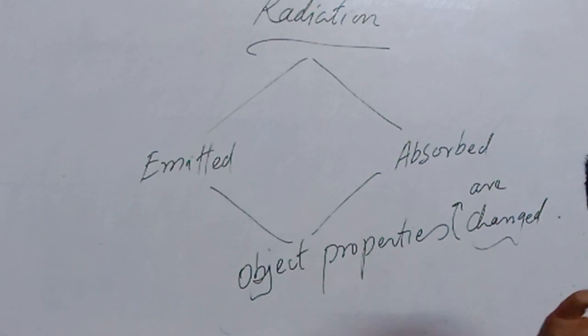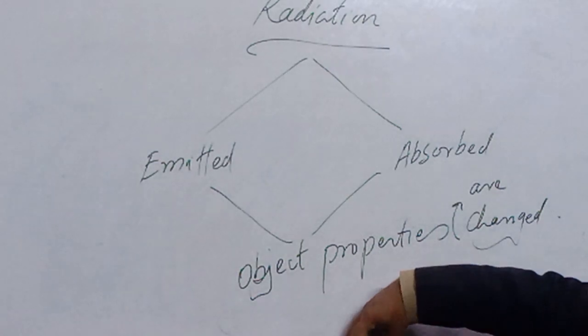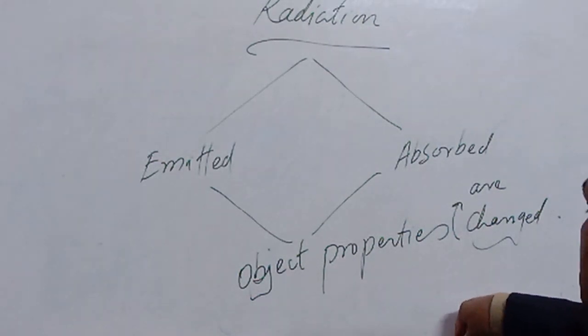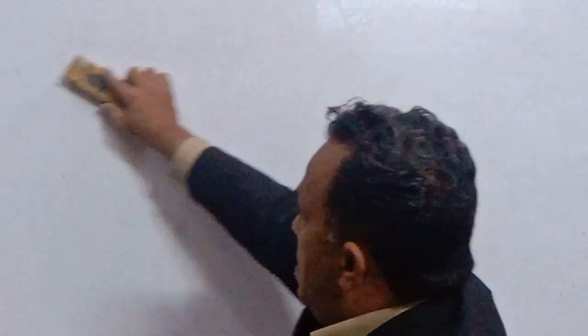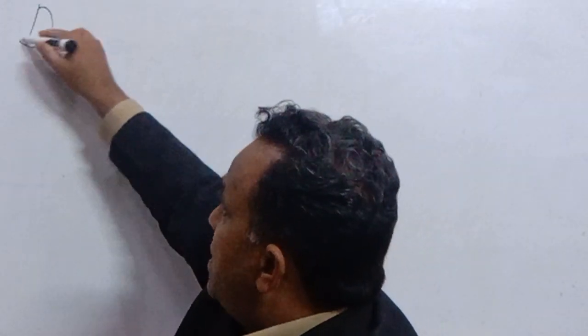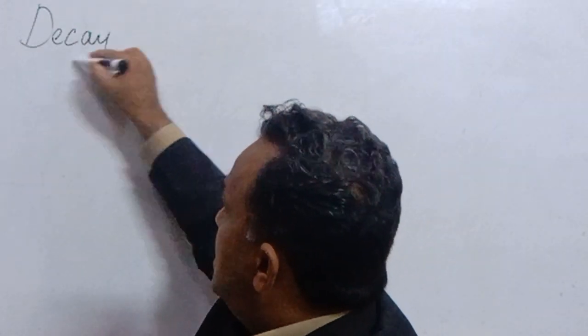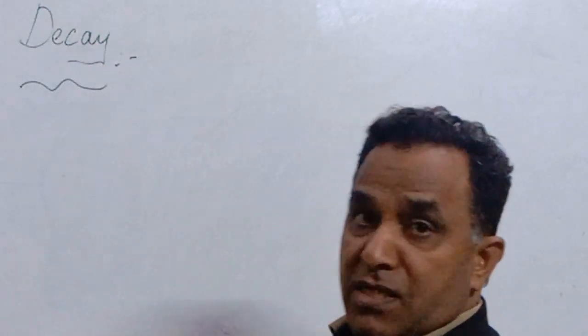Now we come to the radioactive decay process. Now the radioactive decay process: this topic also contains the word decay. So by decay, we mean to say decay. What is meant by decay?